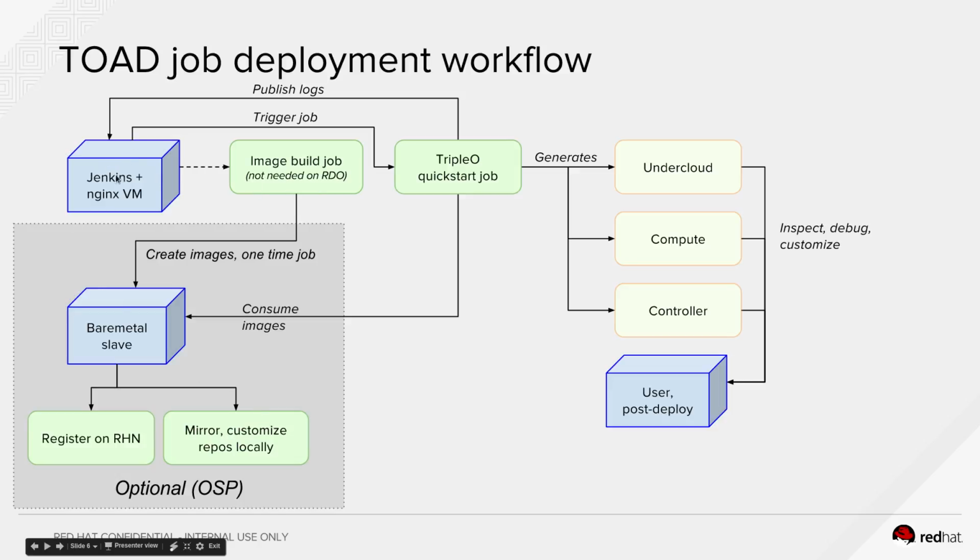After that, another job is triggered, or it could be your first job if you're using RDO and upstream. Then the TripleO Quick Start job gets triggered. If it's a downstream type job, then of course that image is consumed. Otherwise, it's just pulled from upstream. It'll generate an undercloud, a compute, and a controller minimally, and then that allows you after deployment to inspect or debug or customize it. And of course, you can run post-deployment scripts.